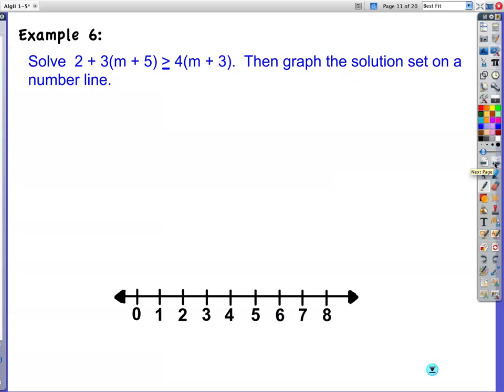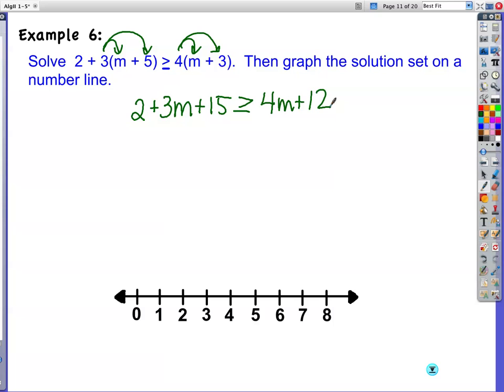One more, example 6 here. We're going to graph it after we solve this. It gets a little more complicated. From this right here, the first thing we're going to do is distribute. Save me one little step here. So I have 3m plus 15 greater than or equal to 4m plus 12. I'm going to combine like terms over here. So I have 3m plus 17 is greater than or equal to 4m plus 12.